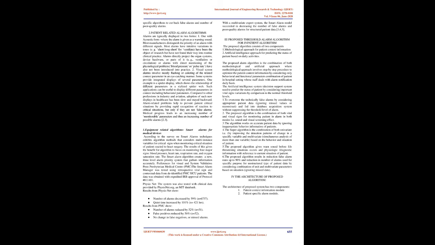Alarms directly projecting the organ systems, device hardware, or parts of it, e.g. ventilation or circulation, or alarms with direct mentioning of the physiological problem, blood pressure or pulse rate, have also not been introduced into practice. Visual screen alarms involve mostly flashing or coloring of the related context parameter in an eye-catching manner. Some systems provide integrated displays of several parameters. One example is a spider display, which shows the relationship of parameters in a stylized spider web. Such applications can be useful to display different parameters in context including behavioral parameters.